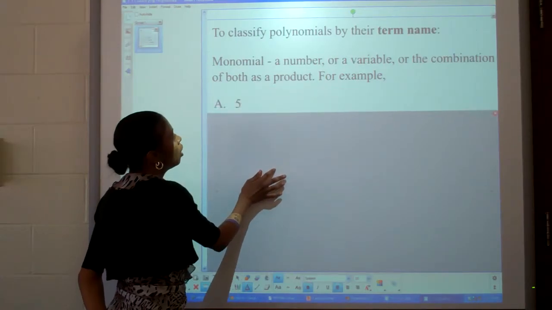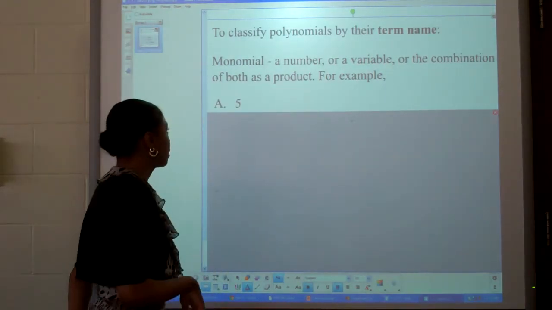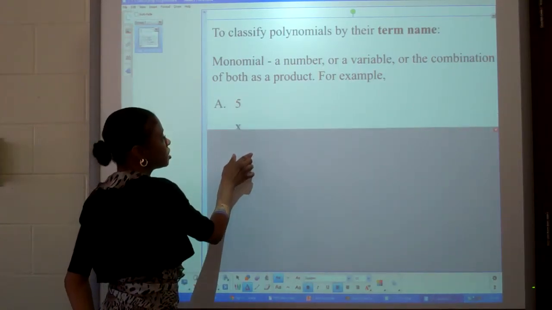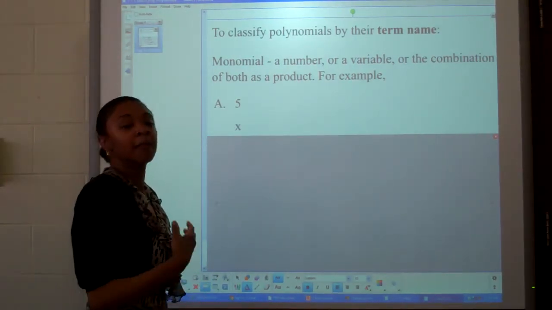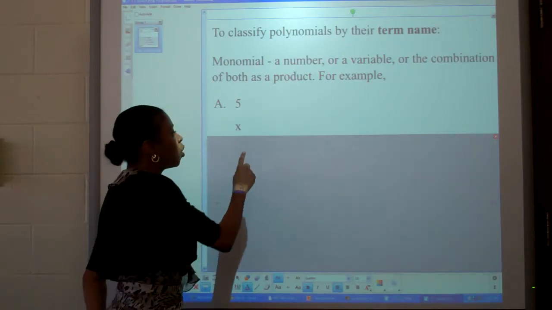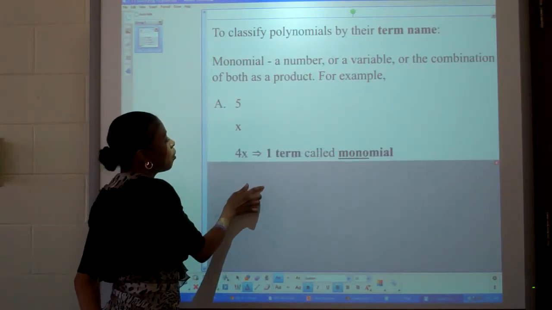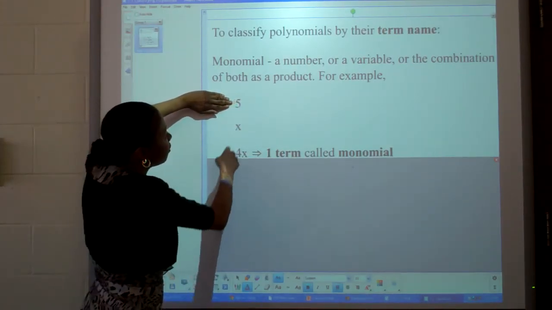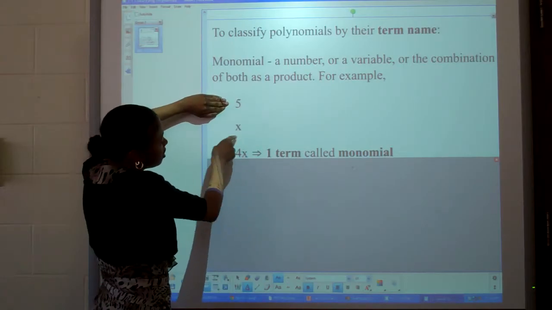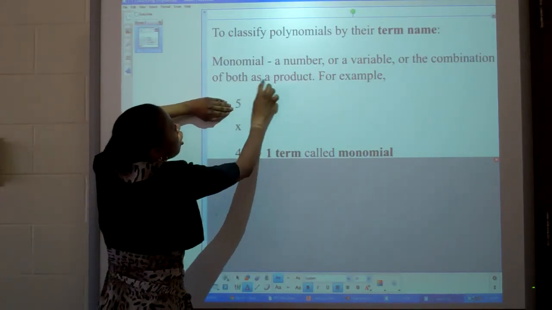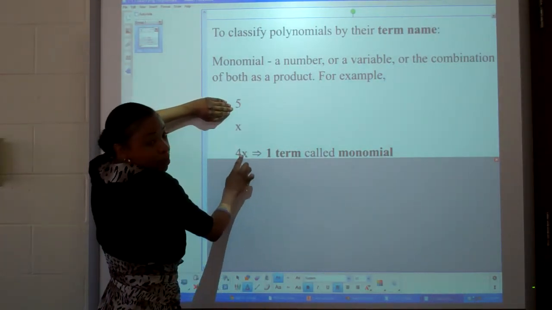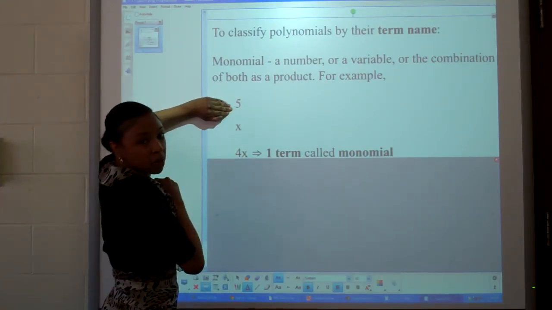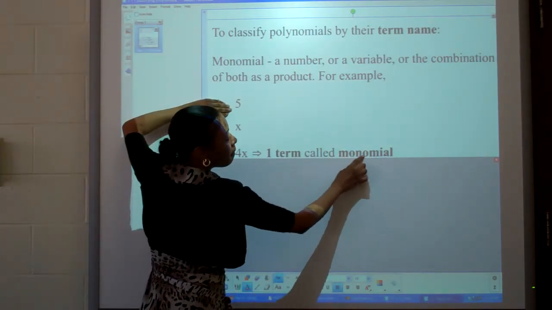For example, here's one example, the number 5. So 5 is a monomial. Or if I just say x, it's a term. It's a monomial because there's only one thing there. Another example would be 4x. 4x is one term, 5 is one term, x by itself is one term. Or the combination of both as a product, being multiplied, 4x is one term. All three of these are examples of a monomial.